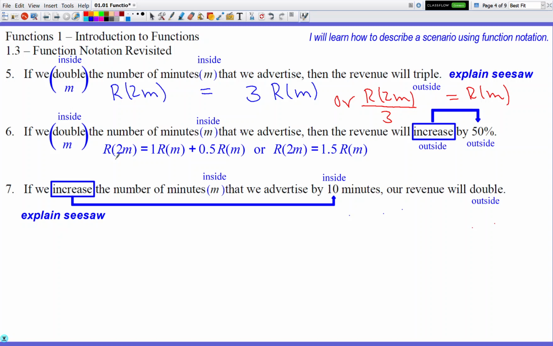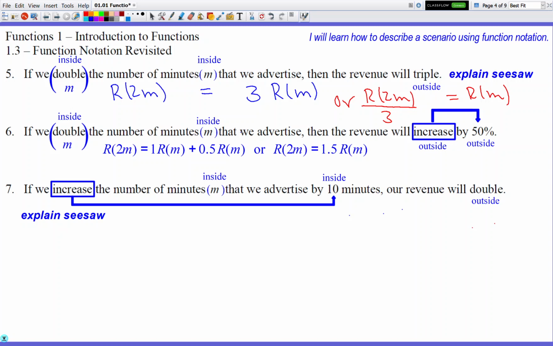So R of 2m, and we're going to compare it to not doubling it at all. We're going to just leave plain old m. But then it says our revenue is going to increase by 50%. So there's where the difference is. We never had this increase by 50% come up before. You're going to get these on problems in the next couple of slides, so make sure you pay attention to this problem really carefully.